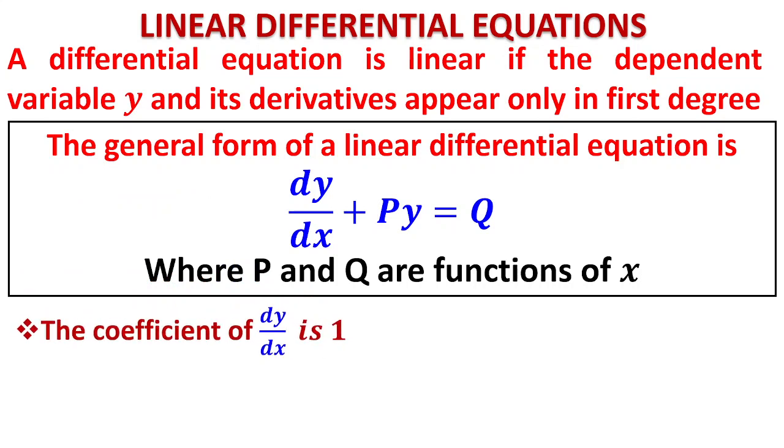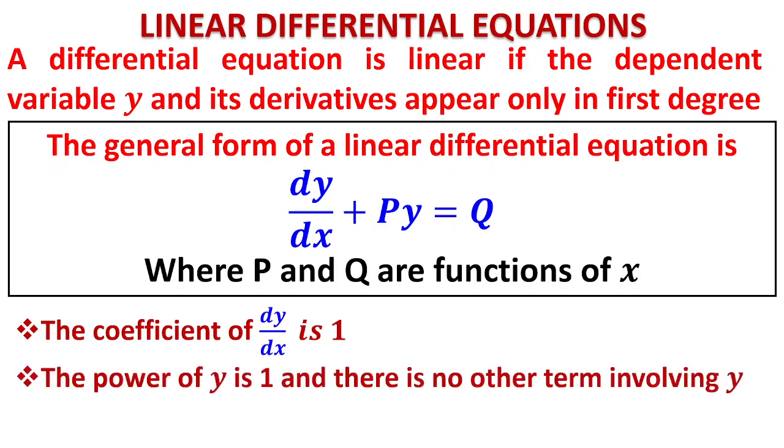Suppose for a linear differential equation the coefficient is not 1, you have to make it 1, and the power of y is 1, and there will be no other term involving y. Suppose you have any other term involving y, for example sin y, cos y, then y square, then xy square, then remember it is not a linear differential equation. You have to check it for some other type of differential equation.